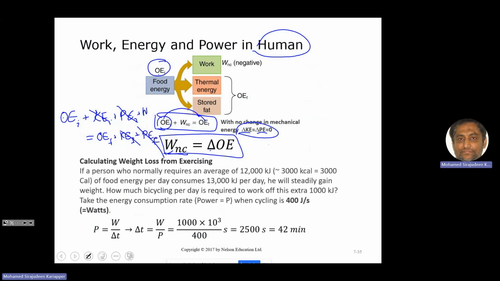So now we got a question about calculating the weight loss from exercising. If a person normally requires an average of 12,000 kilojoule, but normally the food energy is calculated in calories, not in kilojoule. So to get a feeling for that, you can see that 3,000 kilocalorie corresponds to about 3,000 calorie. And also the calorie has two things, capital CAL and small cal.